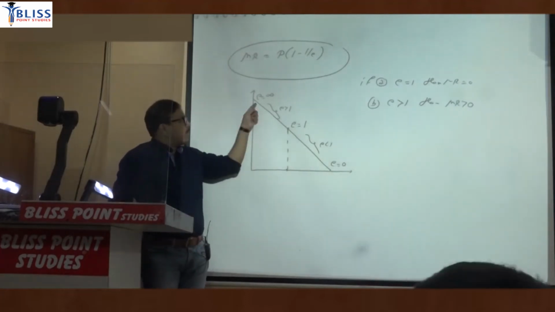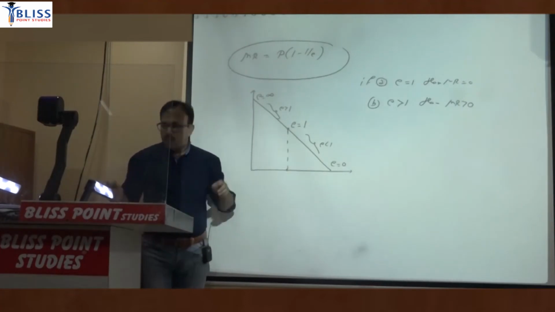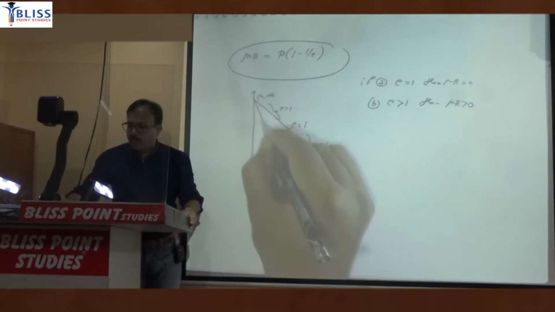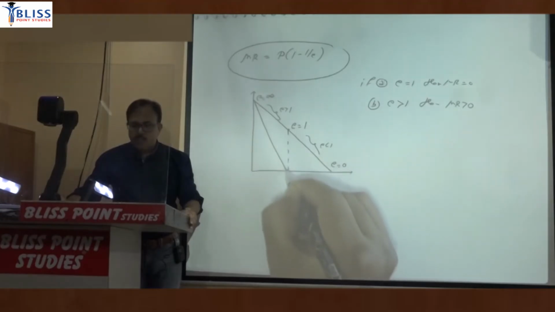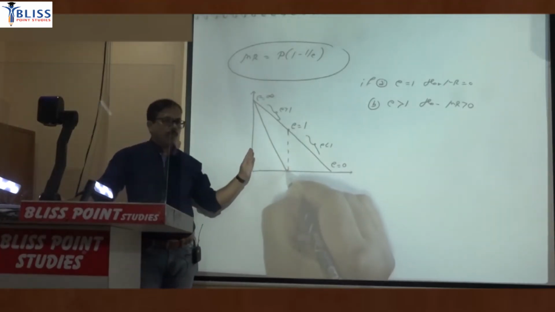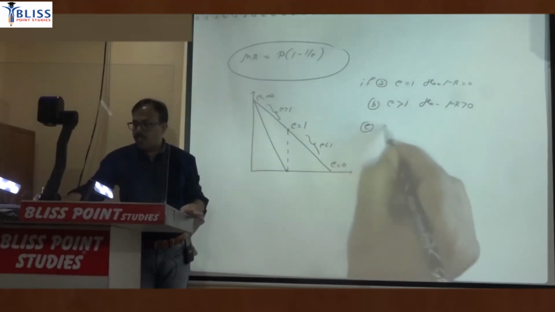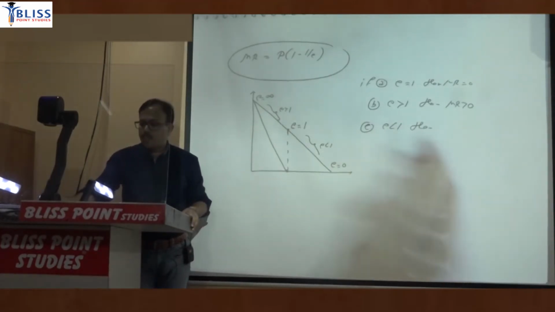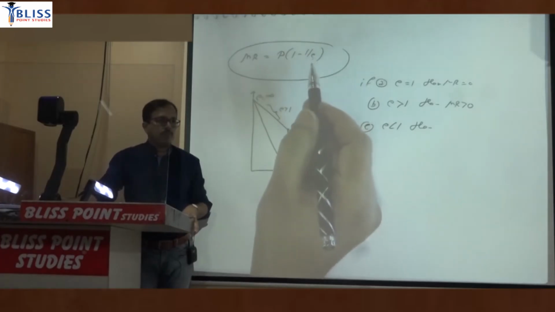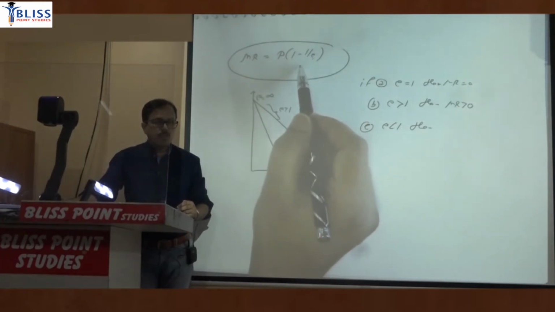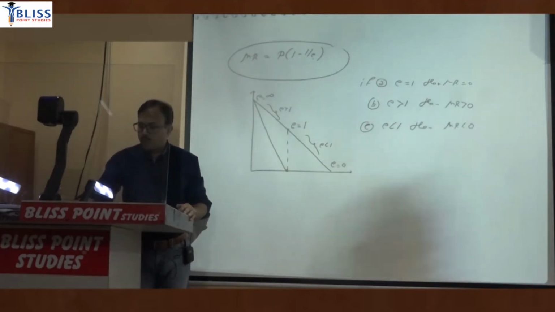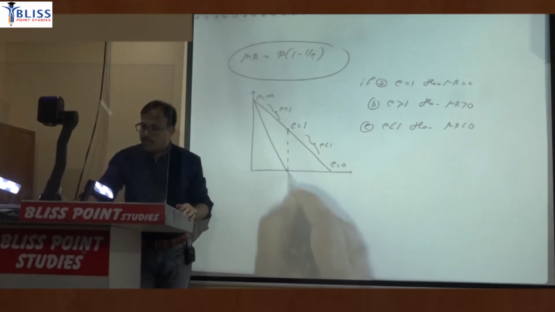But elasticity is greater than 1 in this range. So in this range, elasticity is greater than 1, therefore marginal revenue will be positive. Up to this it is positive. But if elasticity is less than 1, put any number less than 1, say 0.5, then entire marginal revenue will become negative. So negative means it will be in this negative territory.